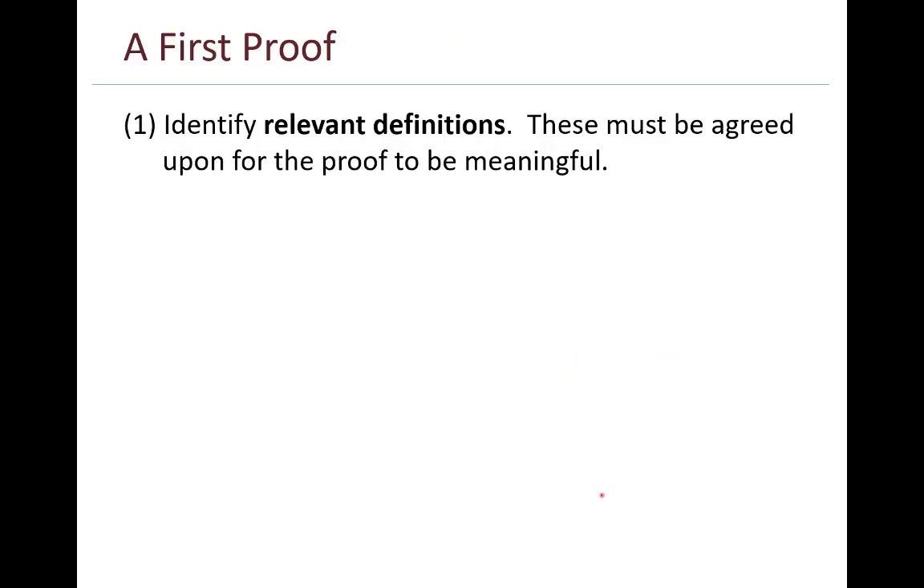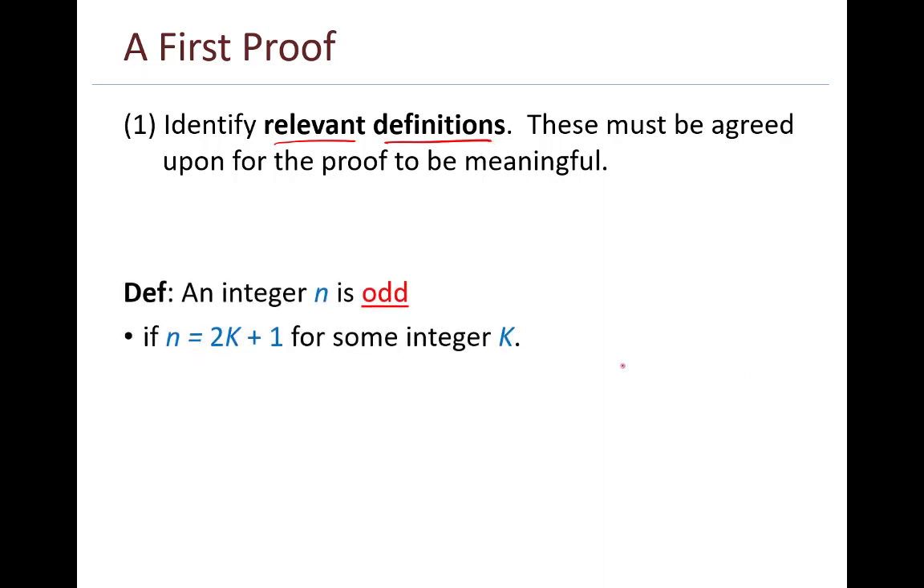So first of all, identify the relevant definitions. We must agree upon definitions for the proof to be meaningful. Now in the claim, there are 2 terms that we use. One is odd. An integer n is odd. Here's our definition. If n equals 2k plus 1 for some integer k.